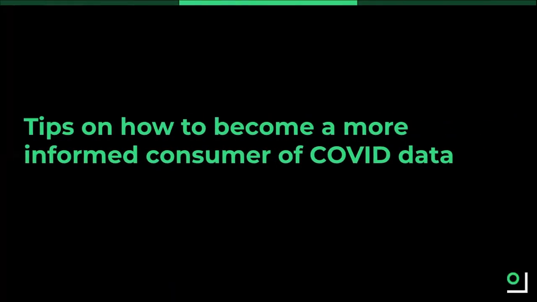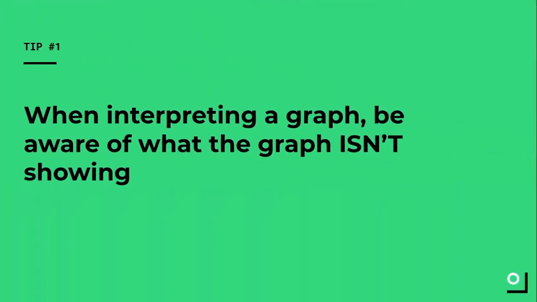Next, we're going to share some pointers about how to interpret COVID data. Our first tip is, when interpreting a graph, be aware of what the graph isn't showing. We're going to walk through a few examples to illustrate what exactly we mean by that.